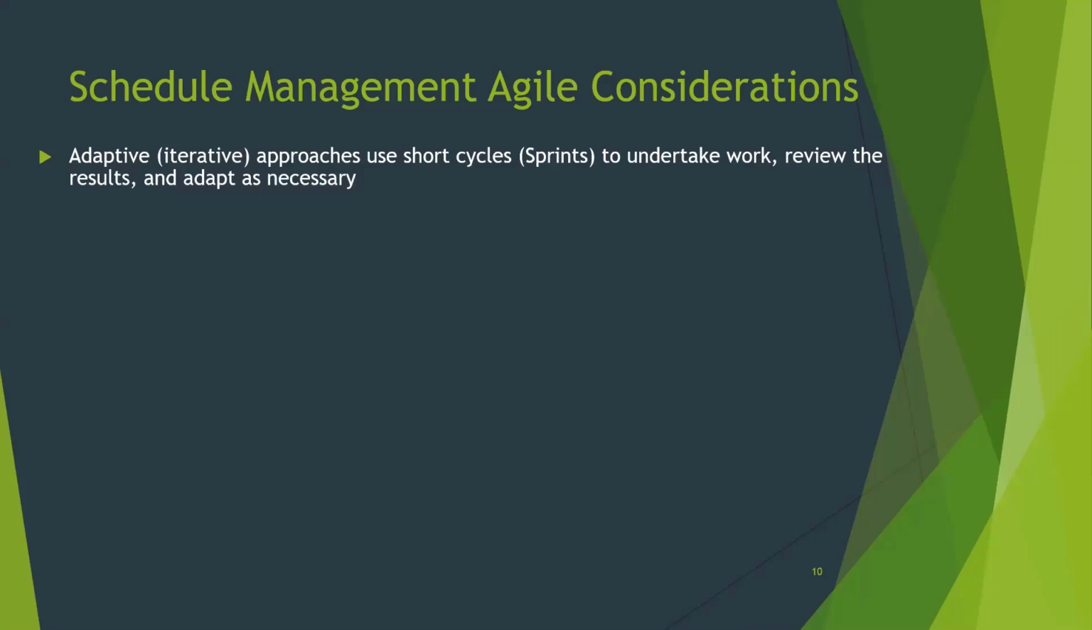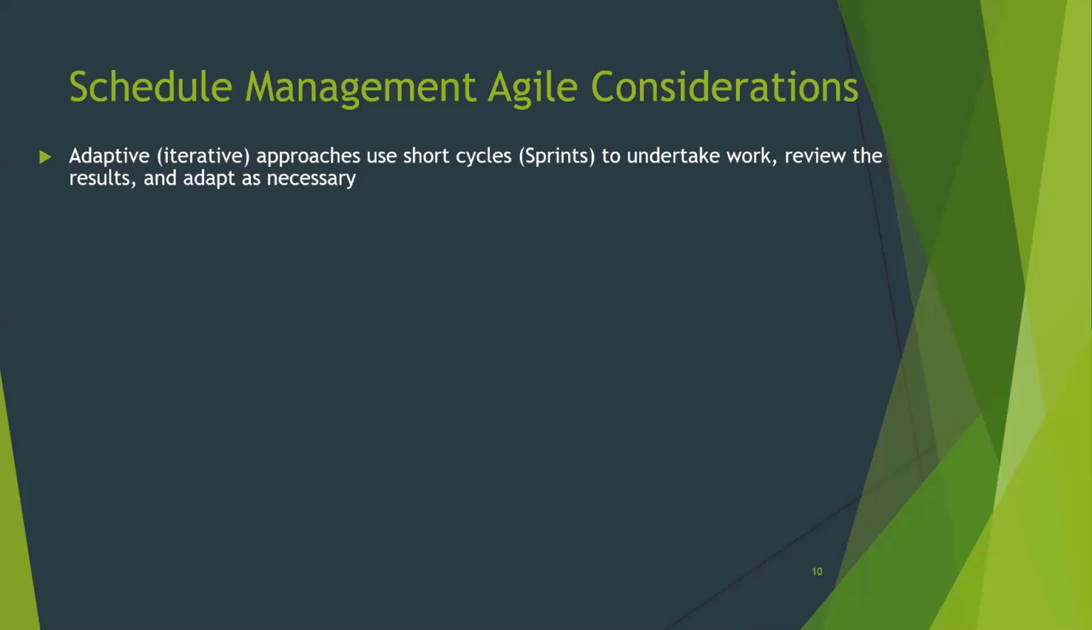As we've talked about, another name for agile is adaptive when it comes to the PMBOK and PMI. Adaptive or agile or iterative approaches use short cycles or sprints to undertake work. The earlier schedule template that I showed you was more of a waterfall approach, where it's broken down into phases: initiation, everything that would need to get done in planning, execution, and then finally closing.